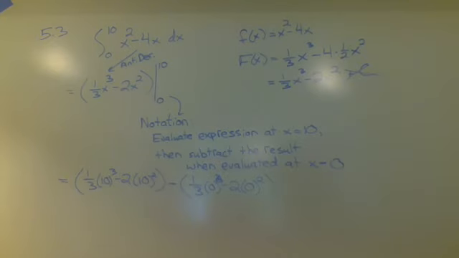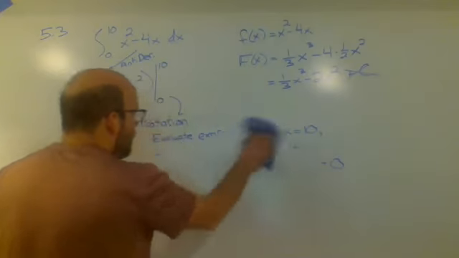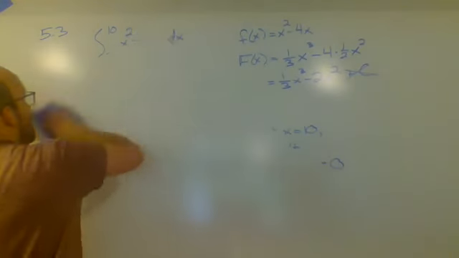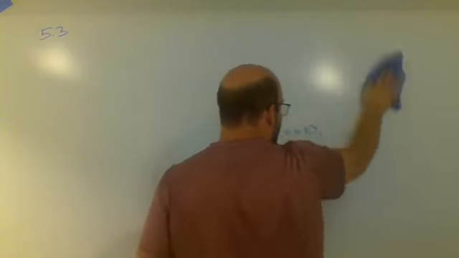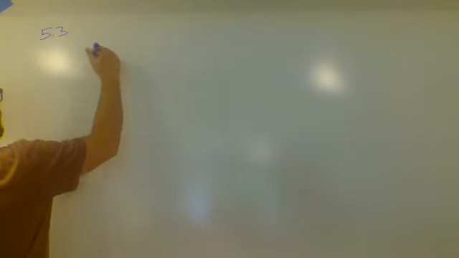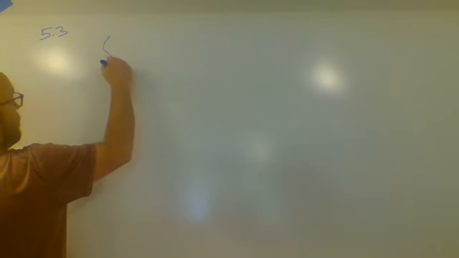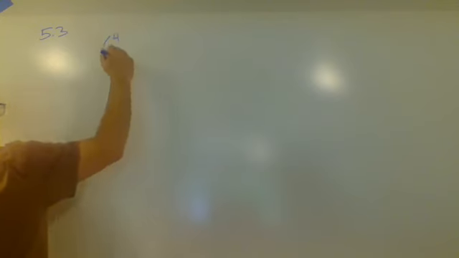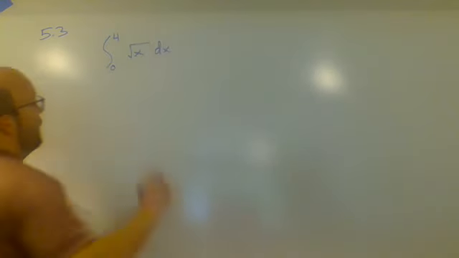Really, the majority of the problems in section 5.3 then just become an exercise in antiderivatives and how comfortable you feel with the antiderivatives you learned at the end of chapter 4. So do a couple of these. This one took a little bit longer than I thought, so maybe I won't do all the examples that I had planned. But let's say we're looking at the net area of the square root function from 0 to 4.